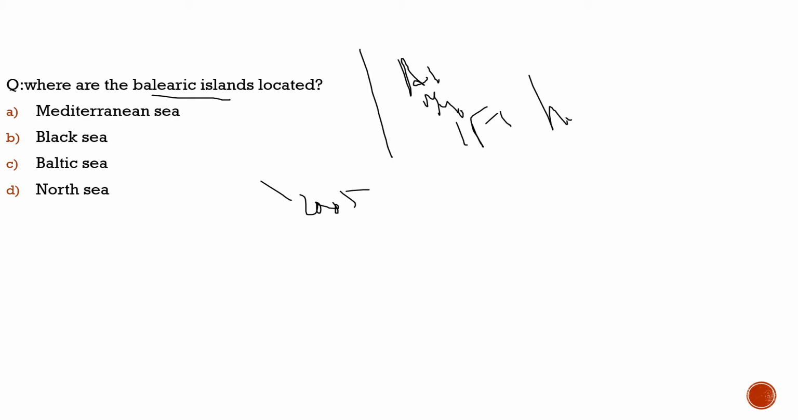The correct answer to this is the Mediterranean Sea. These Balearic Islands are an archipelago of Spain in the western Mediterranean Sea, near the eastern coast of the Iberian Peninsula. So the correct answer to this is option A.